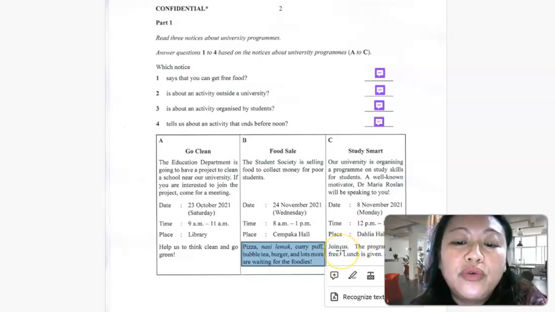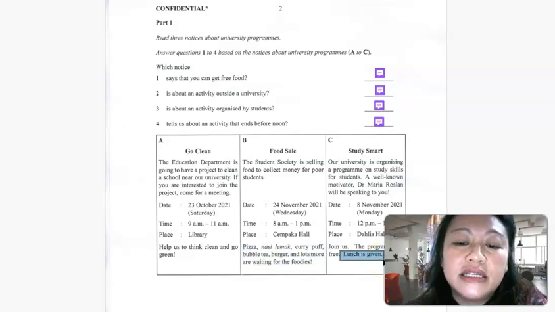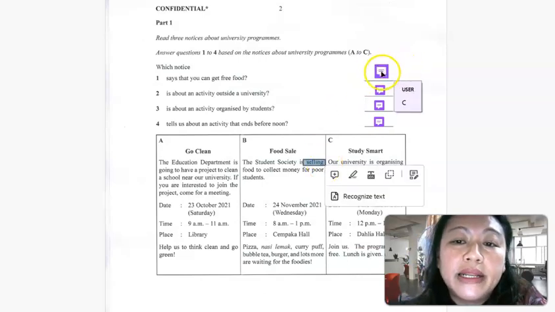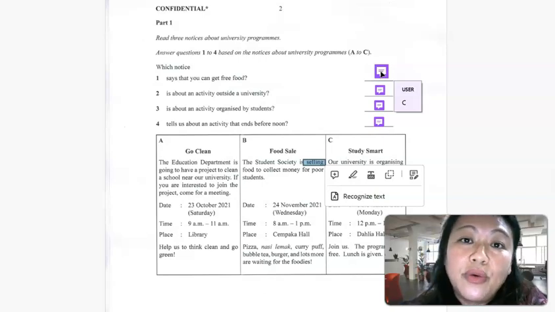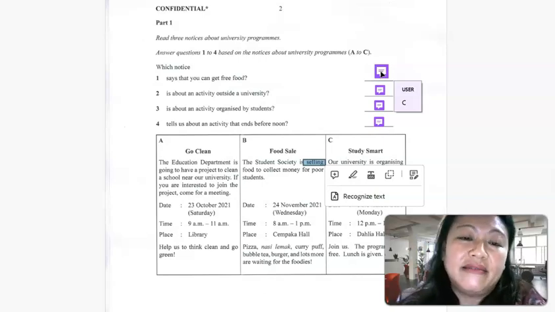However, if you read carefully, this, on the other hand, is the correct answer. Lunch is given because you are given free food, right? As opposed to this one where they are selling the food. Okay, so number 1, the answer is C, and do not be distracted by the distractor. And if you are distracted by this distractor, then the distractor has actually done its job properly.